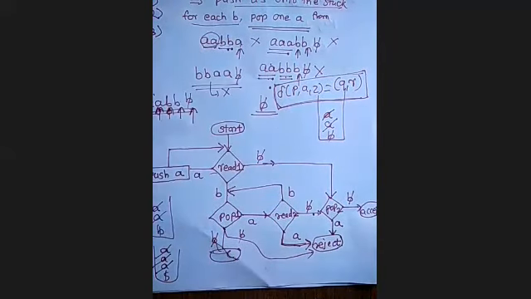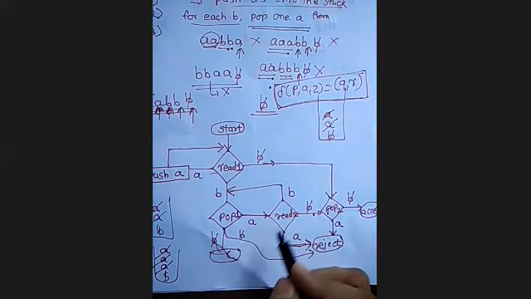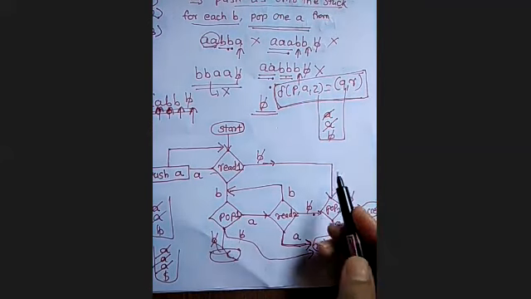The second step is: each time it reads b, it pops one a from the stack. The third step is: if the number of a's is equal to the number of b's, then at the end of the input string, when the blank character is read from the tape, the top of the stack should also contain the blank character, indicating that the stack is empty, and then the string is accepted only in this case, otherwise it is rejected. So this we have seen.